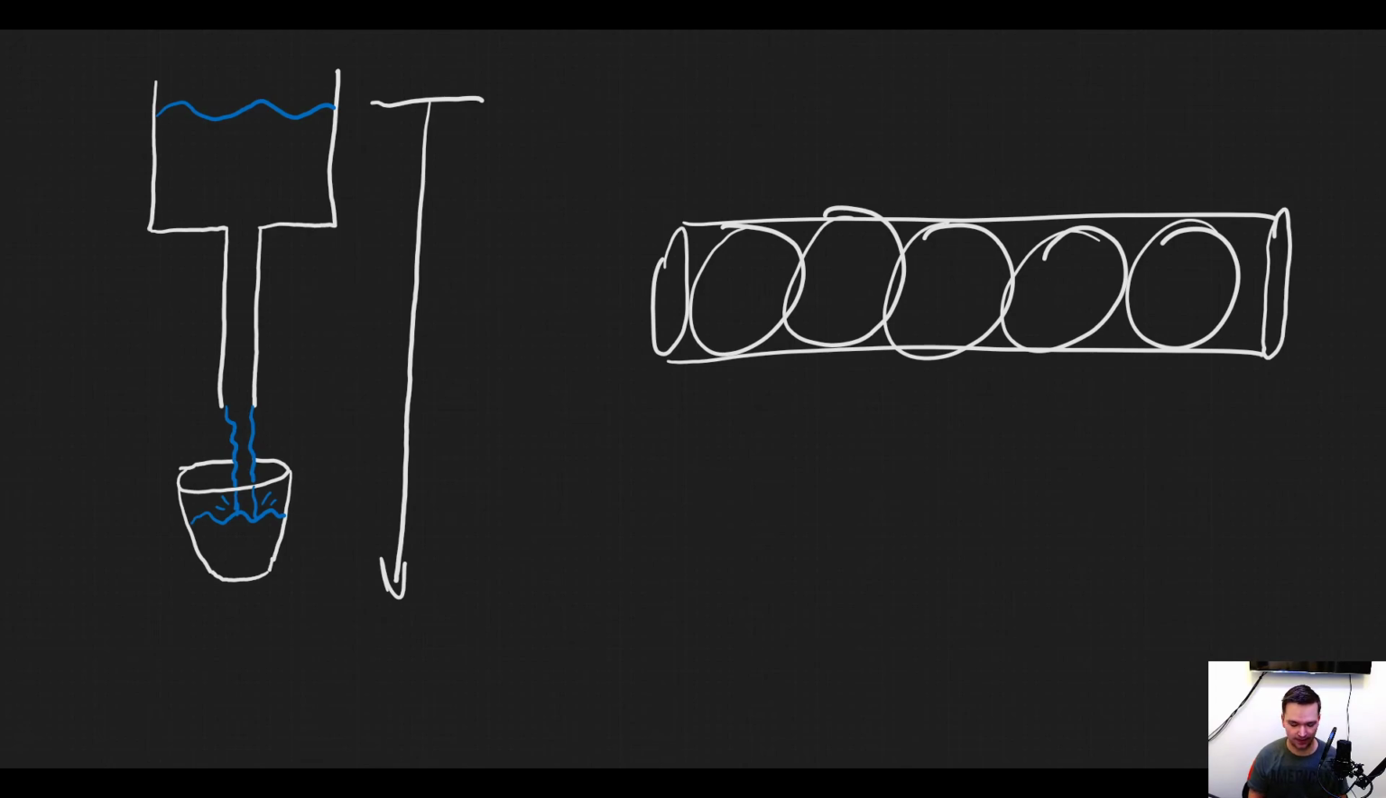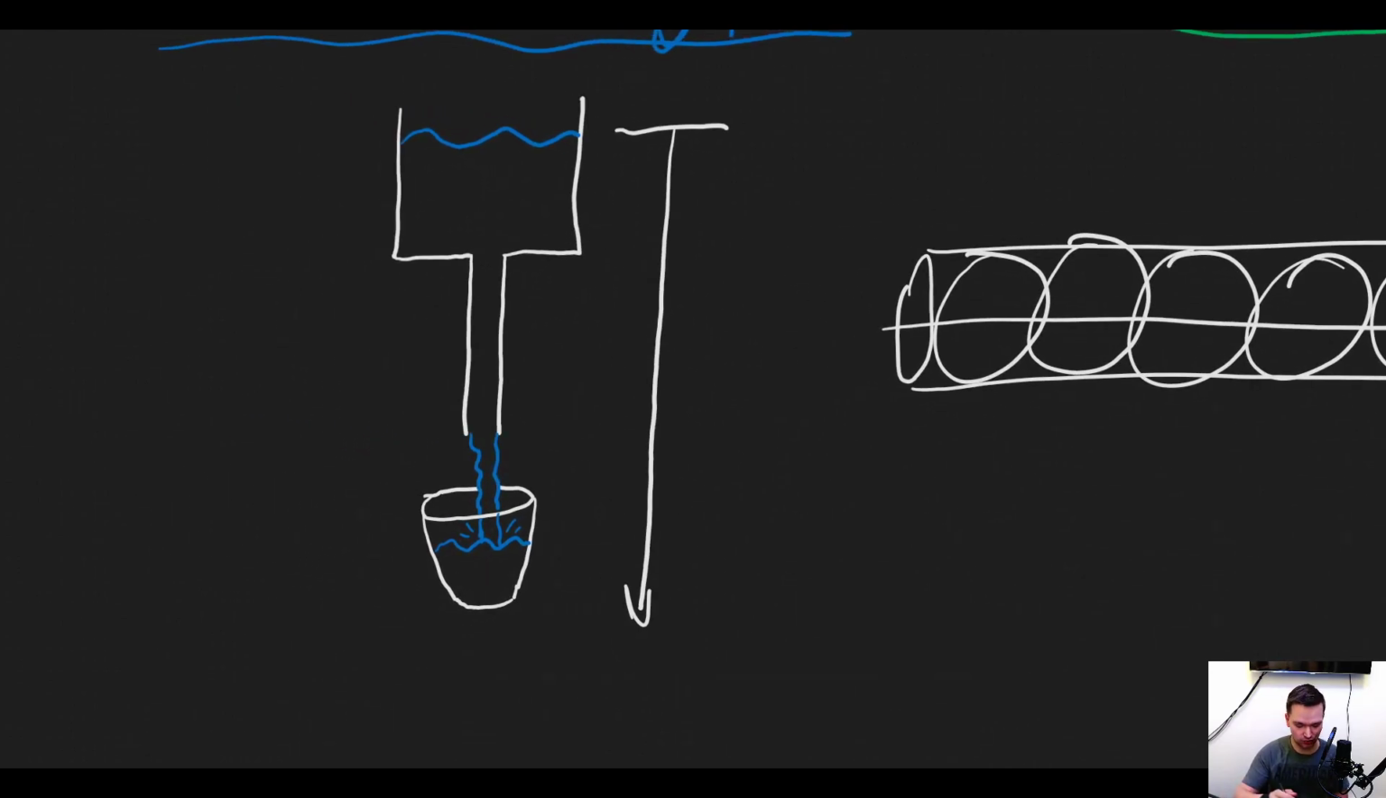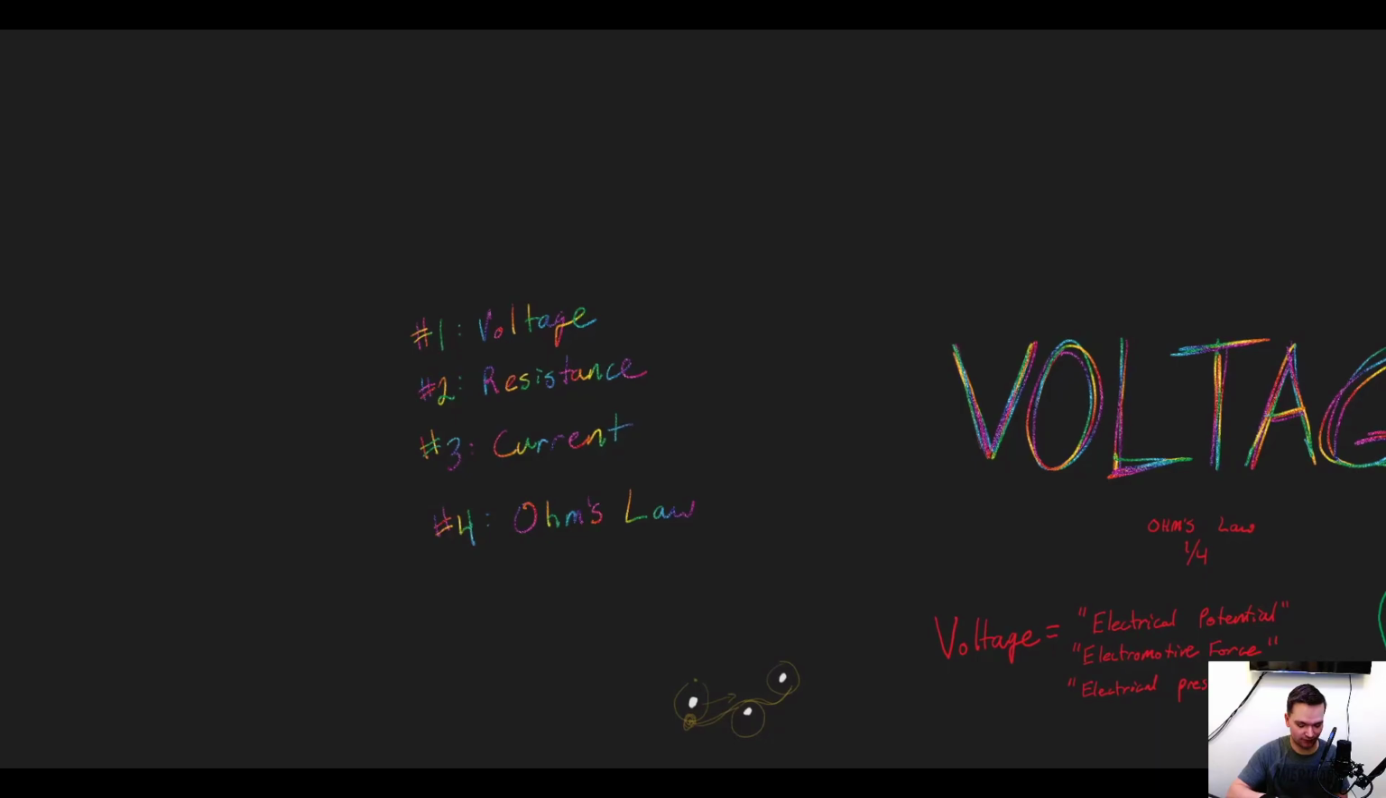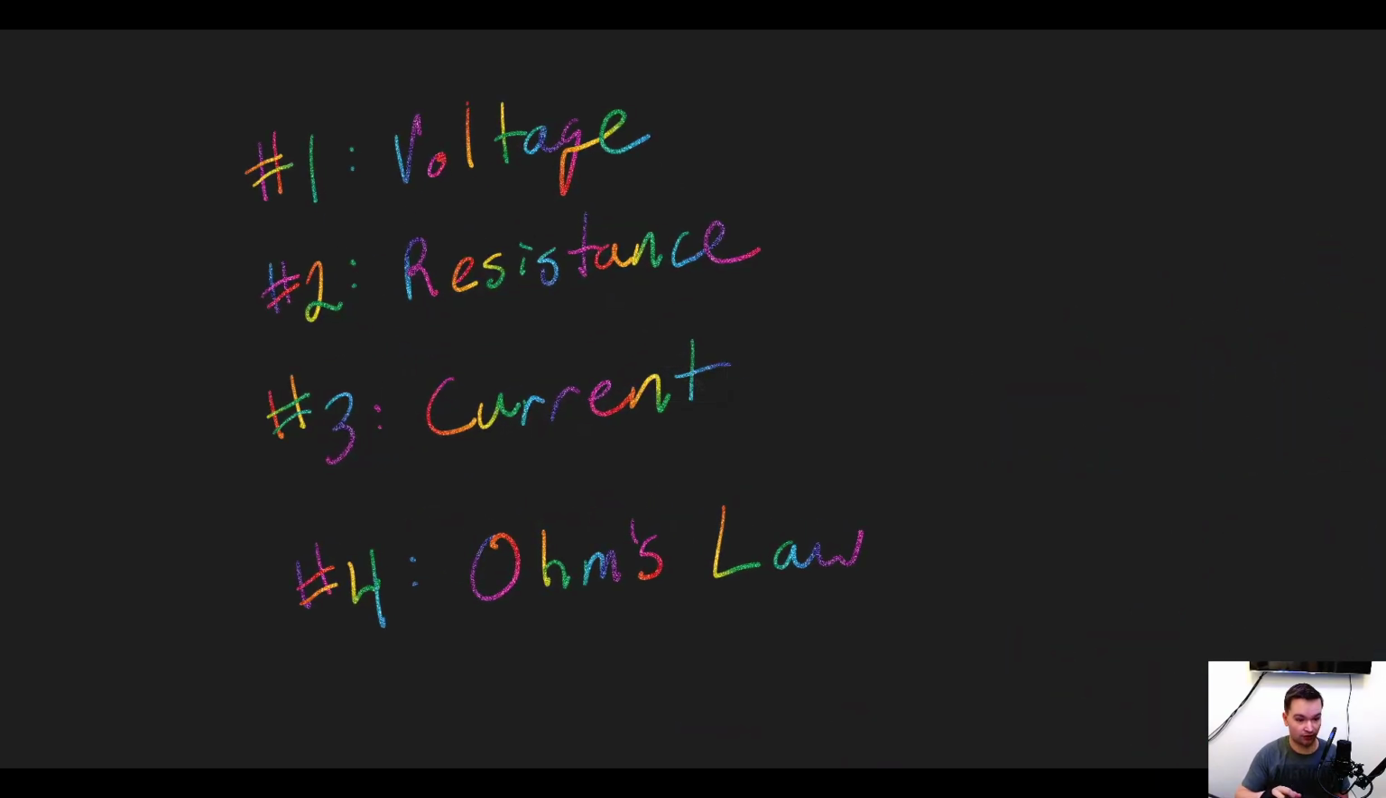We're going to talk about why that wall might not move, or why these ping pong balls might not move through this tube, or why this water might have a hard time flowing through this pipe. And that is going to be our second video, called resistance. So we are going to cover resistance in the next video. I'll see you there.